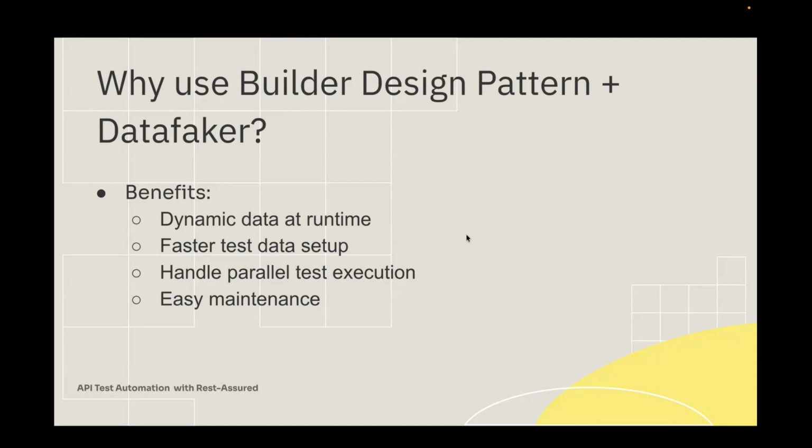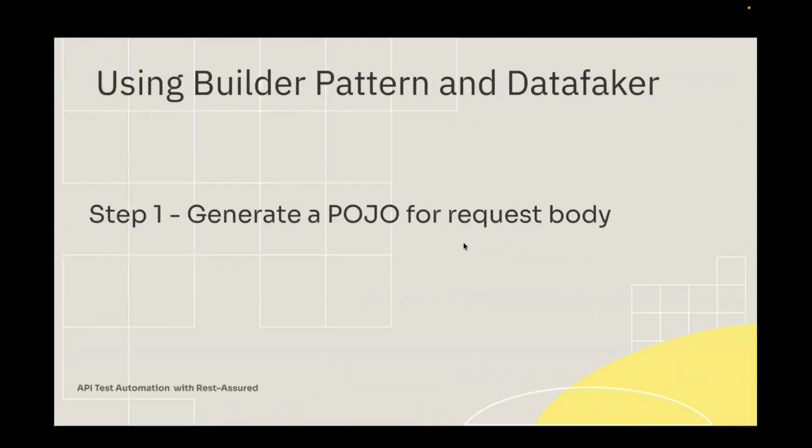With these benefits, let's move on and understand how we can use the Builder Design Pattern with Datafaker and implement it to write a POST API request. The first step is to generate a POJO for the request body. But before that, we need to update some of the dependencies in the pom.xml. I have already added the dependencies for the Datafaker and Lombok libraries in the pom.xml. Please check out my earlier video on project setup if you need more details on how to set up the dependencies in pom.xml. The link to the video is provided in the comments. Let's now begin with the first step that generates a POJO for the request body.